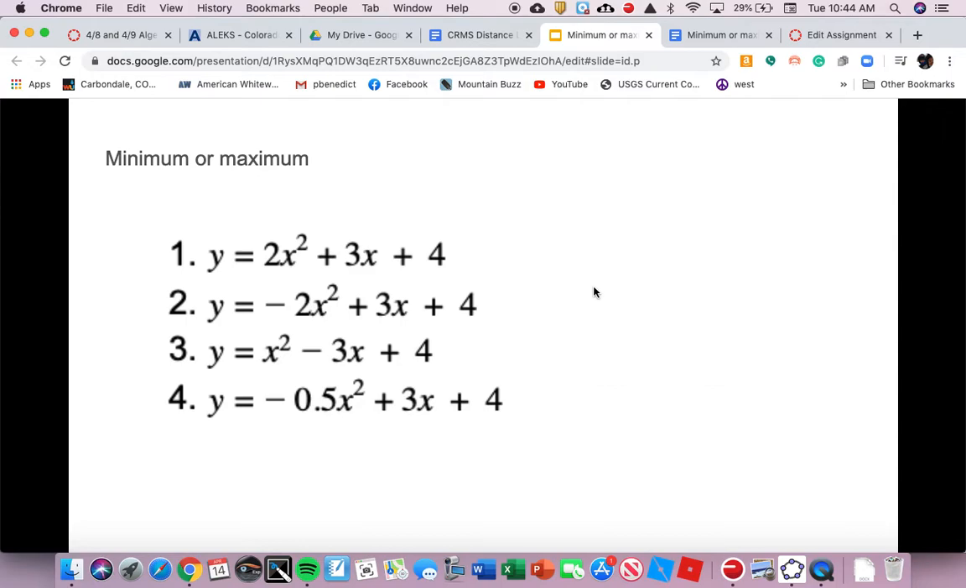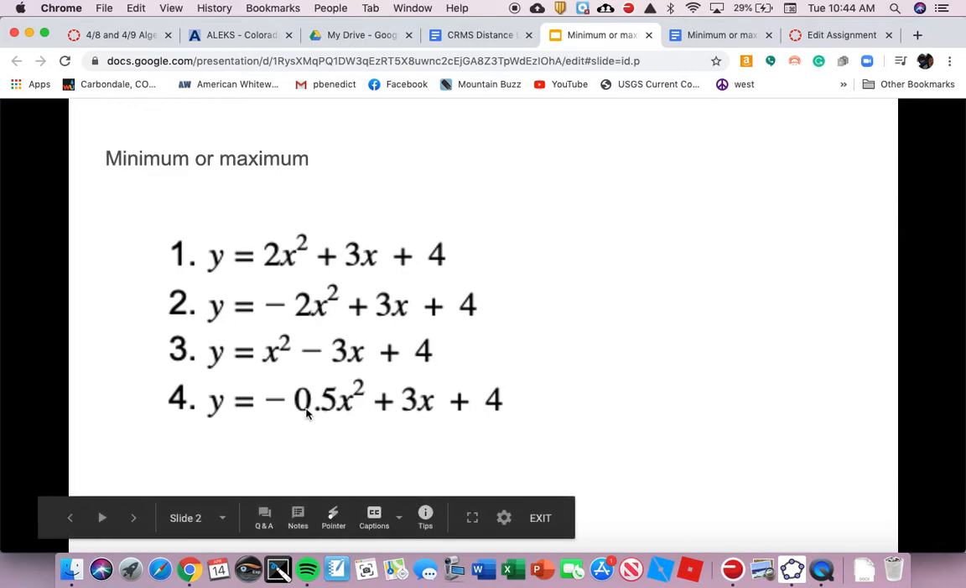Here are 4 equations, right? And when you're asked whether it has a minimum or a maximum value, you're just going to go right to this leading coefficient here, or the coefficient of x squared, which in number 1 is positive, so that equation is going to face up. Here in number 2, it's negative, and so it's going to face down.